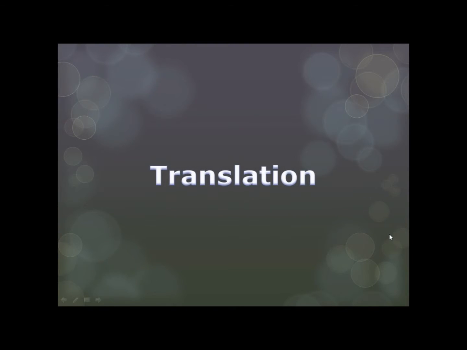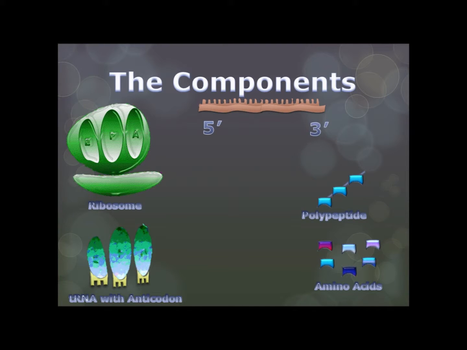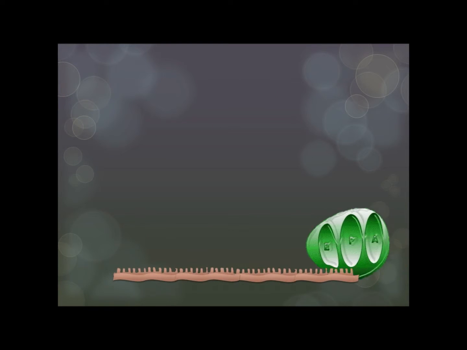Translation. The whole point of translation is to build a polypeptide by reading a genetic code, and the translator of which is tRNA. The ribosome, made of RNA and proteins, adds each amino acid brought by the tRNA to the growing end of a polypeptide chain. We start with all the components in the cytoplasm.